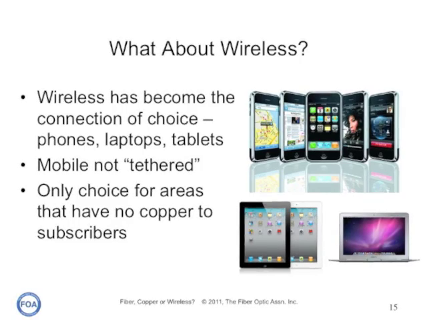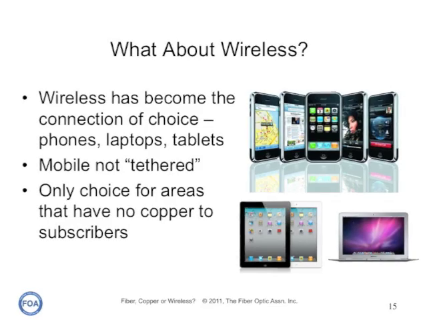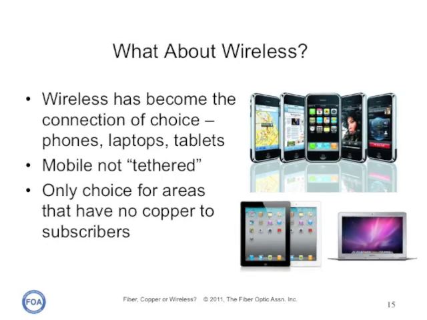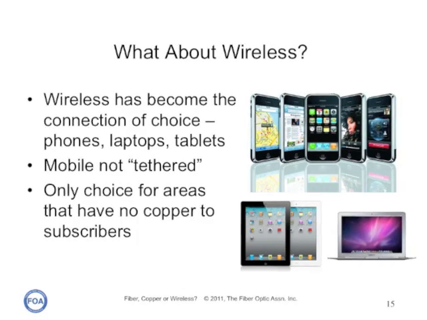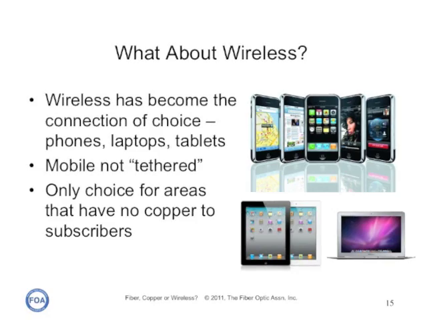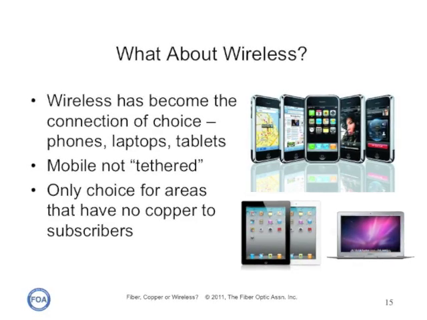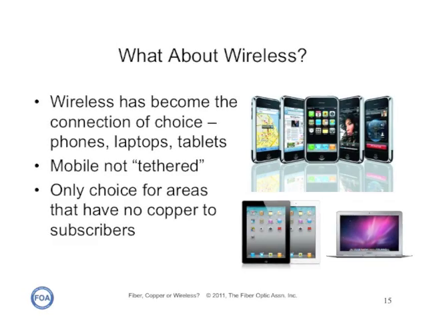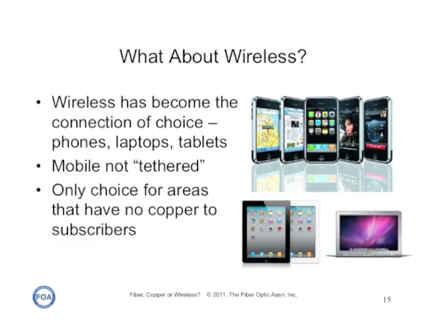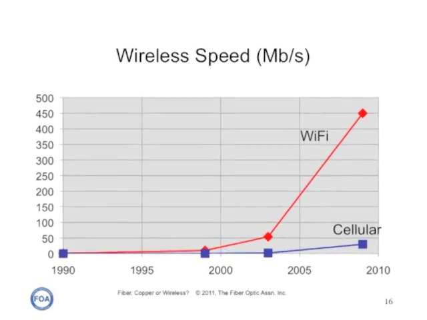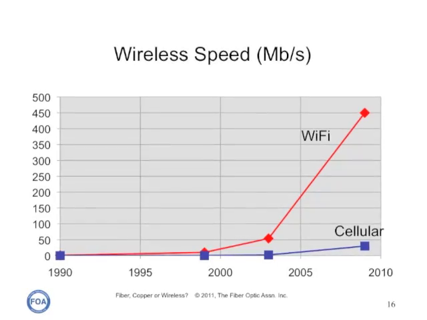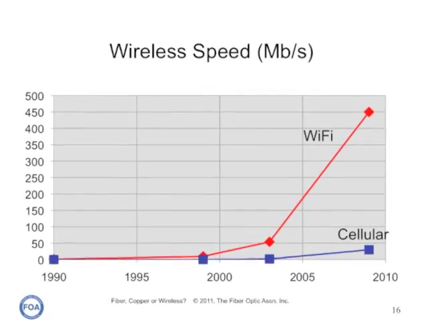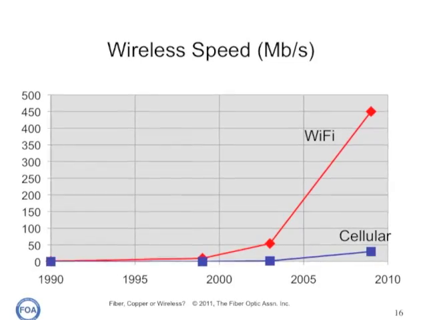What about wireless? It's become the connection of choice for phones, laptops, and tablets because people want to be mobile. They don't want to be tethered to a cable. They want their connection wherever they are. And for countries that never developed a large copper infrastructure to the home, it's the only choice for those places to provide internet access and phone connectivity. Technology has also given us faster and faster wireless connections. Wi-Fi is still about 10 times faster than cellular, but of course it has a much more limited range.